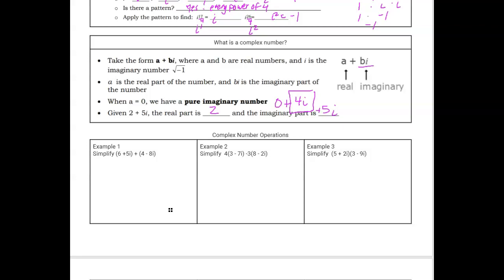So our operations, we said to add the real parts and add the imaginary parts, the coefficients. So 6 plus 4, 5 plus negative 8, and I just like to put one sign between them. Okay.